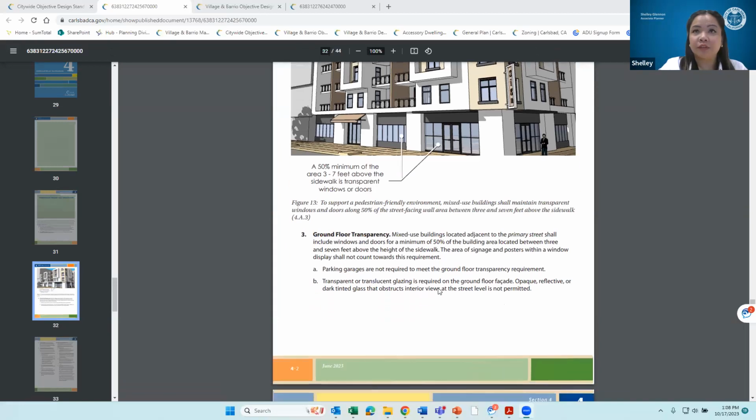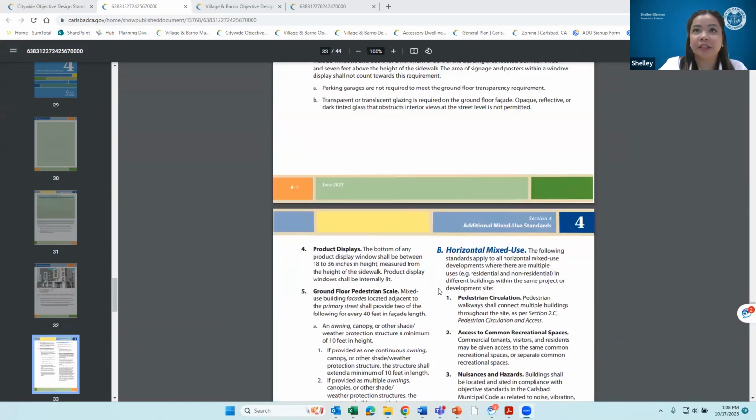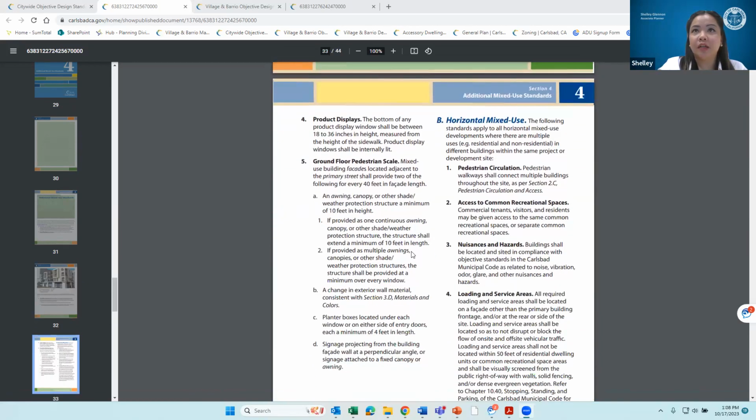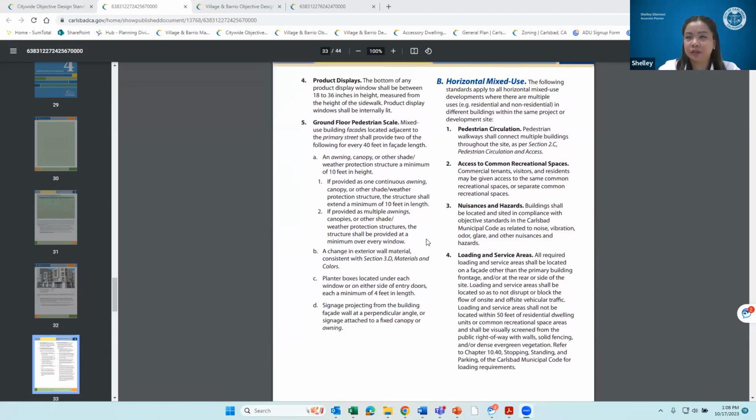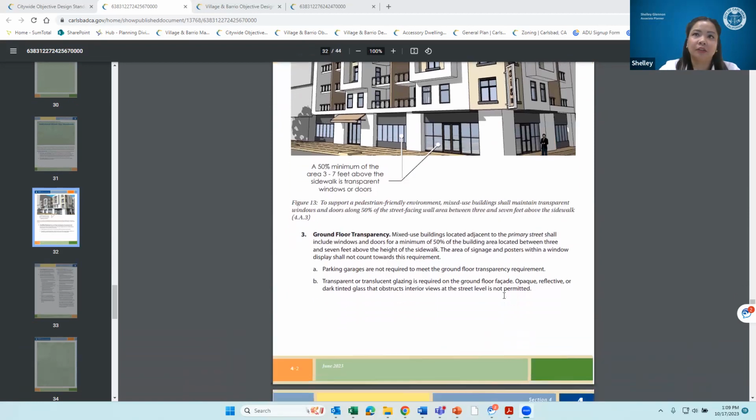So we have that for the vertical mixed use. We talk about transparency in the windows, product displays, pedestrian scale. So that was very important for us to include. And then for horizontal, obviously we're separating the residential uses from the commercial uses, but they're all on one site. So it was really just about site design and pedestrian circulation, access to common recreational space, and loading and service areas. So yeah, we kept it very simple. Again, I think doing that allows for more flexibility, but still ensures that the intent of creating pedestrian scale development was important for us.